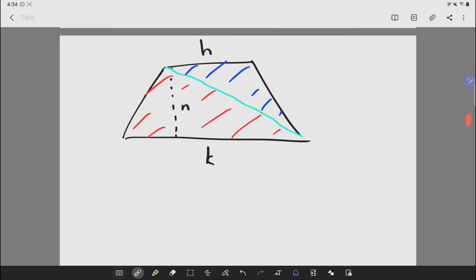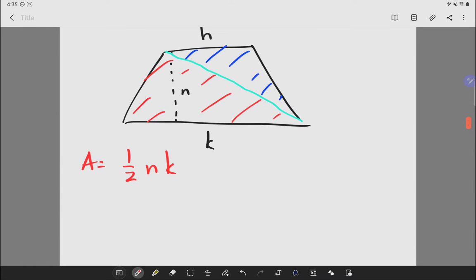Okay, let's try the red triangle first. What's the area of the red triangle? That's the height and that's the base. The base is K, the height is N. So the area for the red bit is half N times K, or K times N. Or we don't even put the fraction in, either way. Timesing it by a half and dividing by 2 is the same thing.